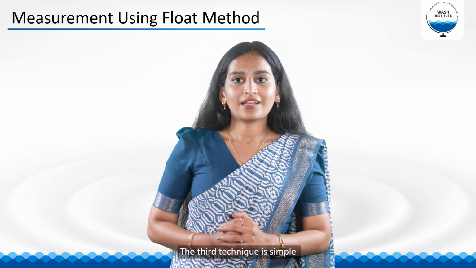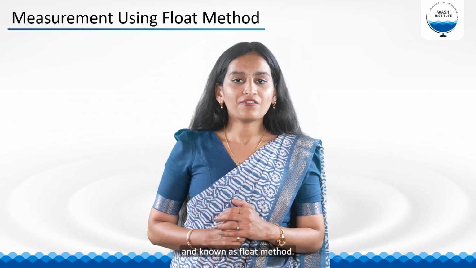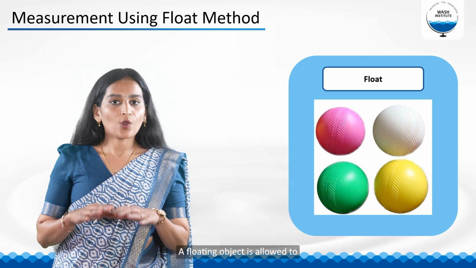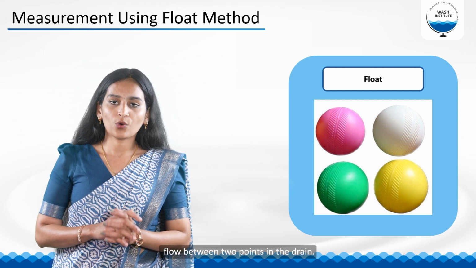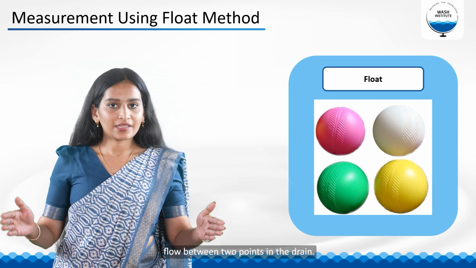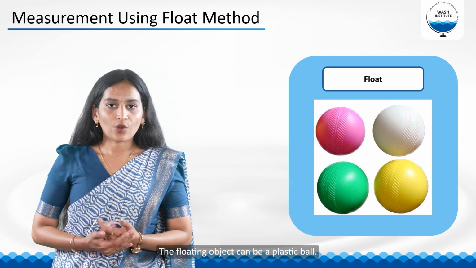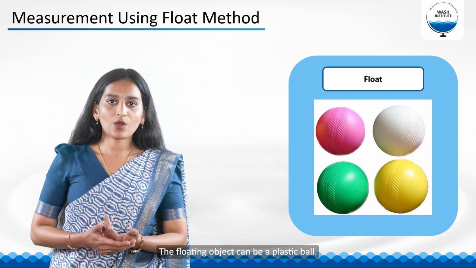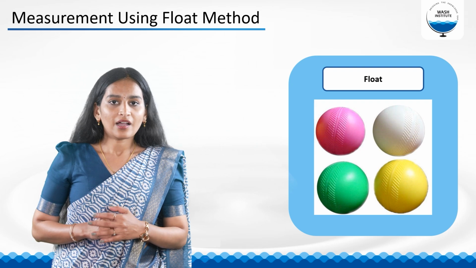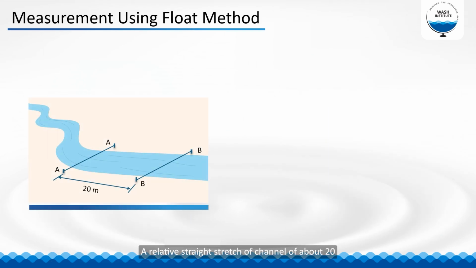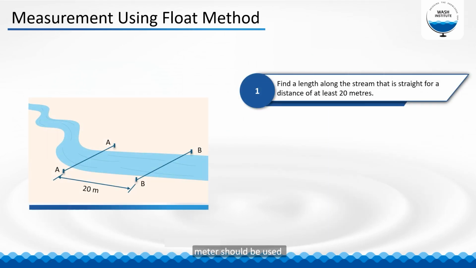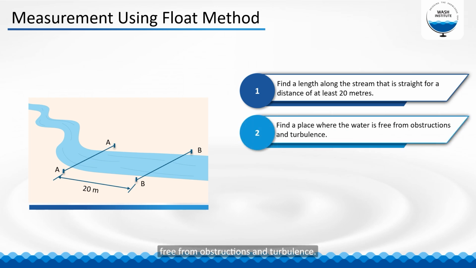The third technique is simple and known as the float method. A floating object is allowed to flow between 2 points in the drain. The time taken is recorded. The floating object can be a plastic ball or a bottle. A relatively straight stretch of channel of about 20 meters should be used for this method of measurement. Ensure that the flow is free from obstructions and turbulence.